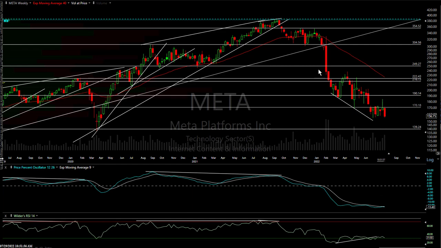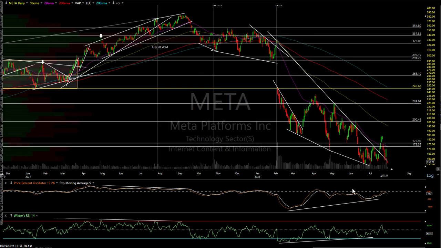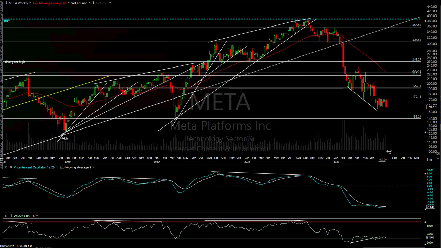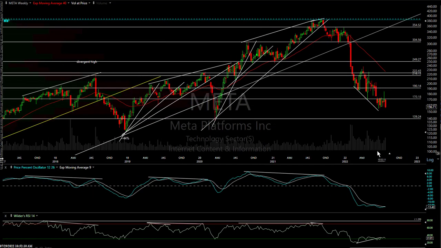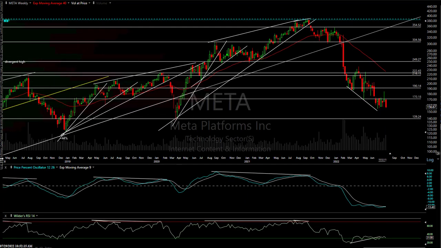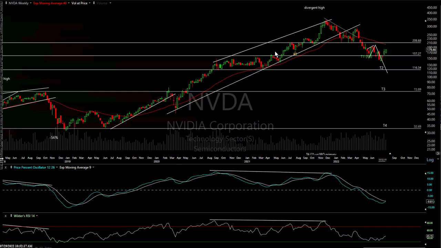Meta's just kind of sucking wind here lately. It still has that big positive divergence. It's back testing the trend line now, so a case can be made. Breakout back test, you buy it, but it just can't seem to get any traction, and it doesn't have support until about 139.25 on the weekly chart there. So Nvidia also poised to make a bullish PPO crossover.